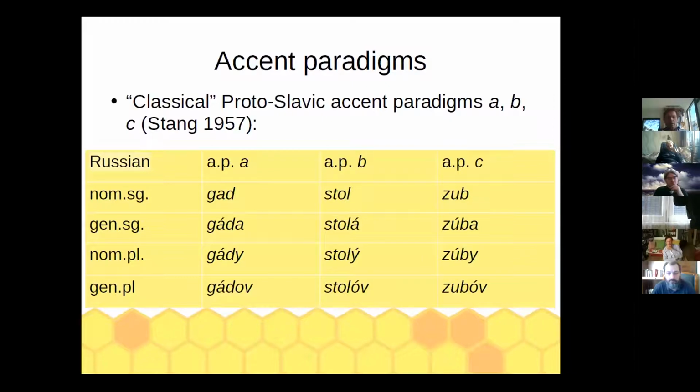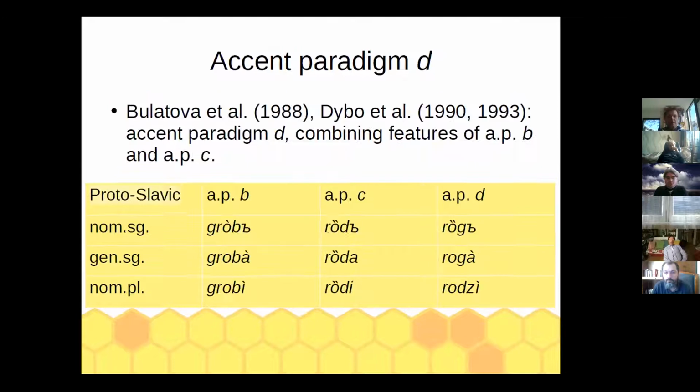So let's have a look at accent paradigm D now. The classical Proto-Slavic accent paradigms are the accent paradigms usually labeled as paradigms A, B, and C. Accent paradigm A with root stress, accent paradigm B with end stress or predominant end stress, and accent paradigm C with mobile stress. And I've given the Russian examples here, but most of you will be aware of examples from other Slavic languages as well.